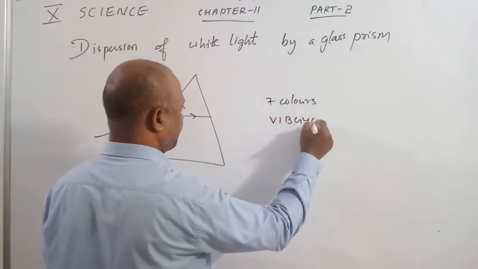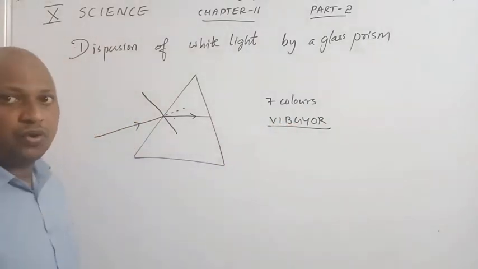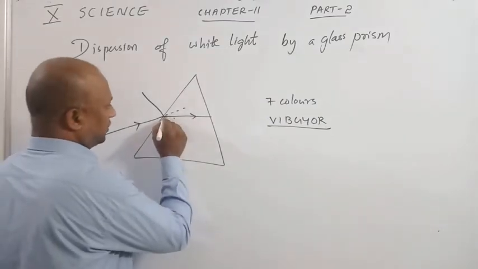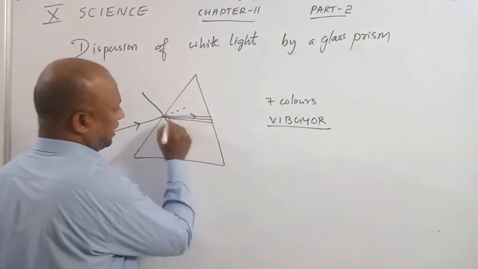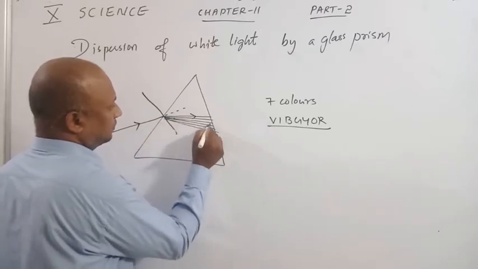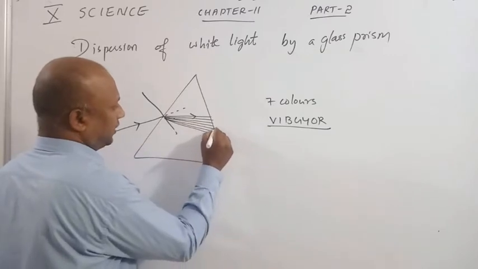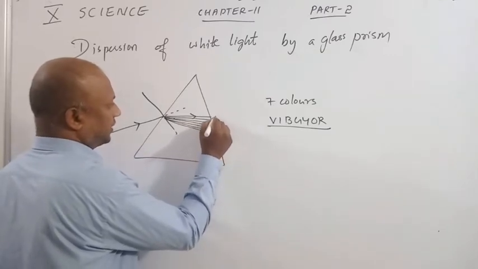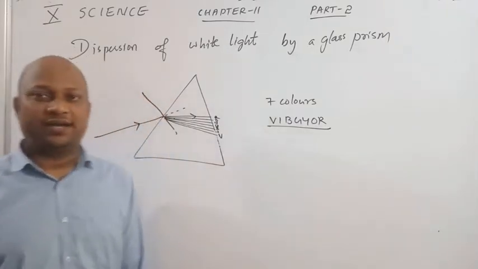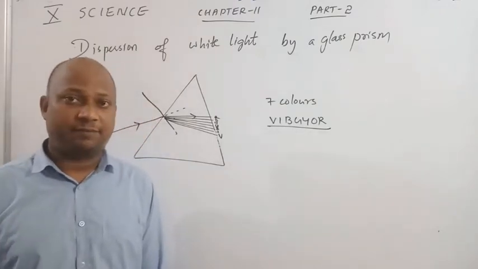VIBGYOR: violet, indigo, blue, green, yellow, orange, red. So it splits into 7 colors. Violet, indigo, blue, green, yellow, orange, red. And the most deviated ray is violet, and the least deviated ray is red.